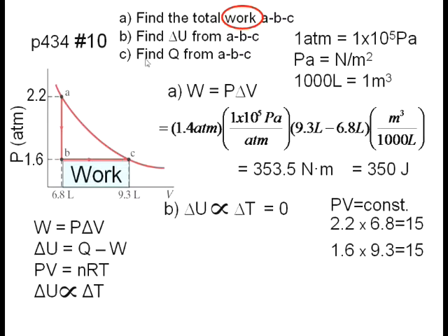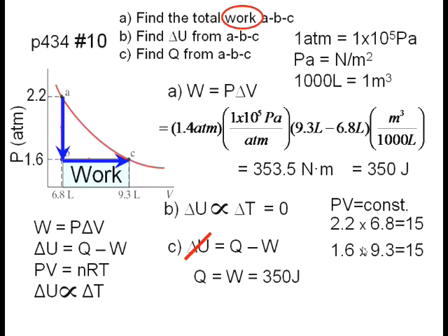The last part is asking to find Q from A to B to C. So this is our pathway. And the only one of these equations that has Q in it is the first law of thermodynamics. So if I add a W on both sides, Q is going to be the change in internal energy plus the work. The internal energy change was 0, so I'm just going to cross that out, and that means the heat added to the system equals the work done by the system, which is 350 joules.